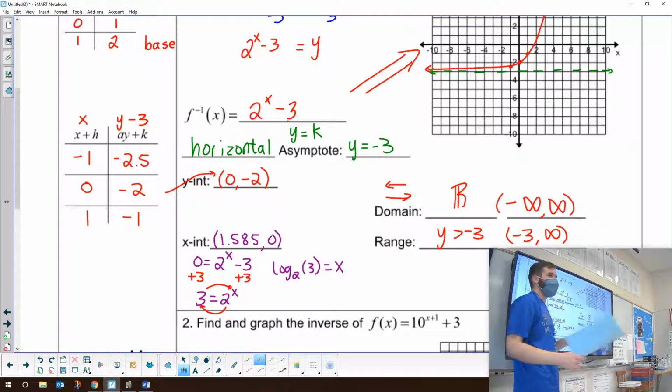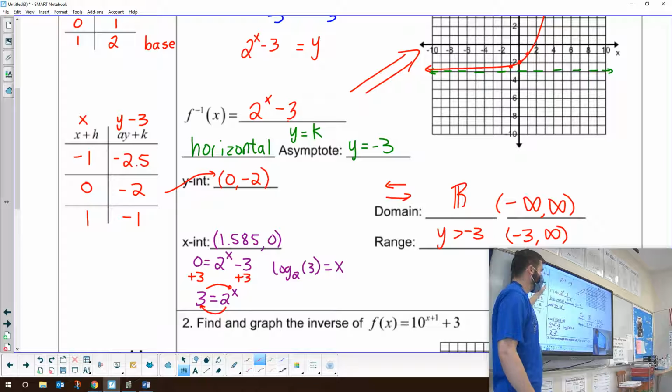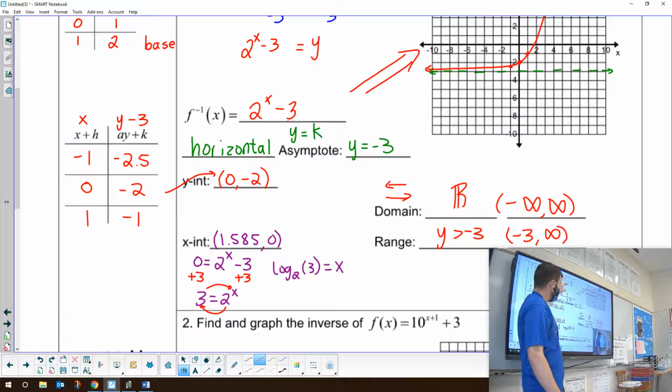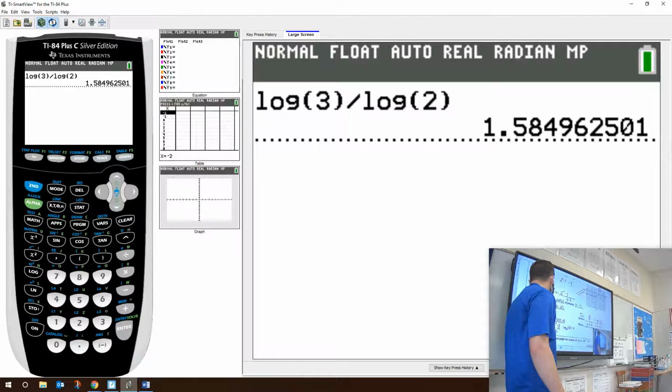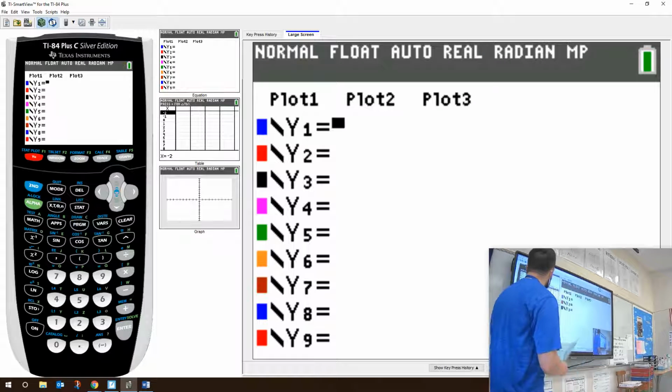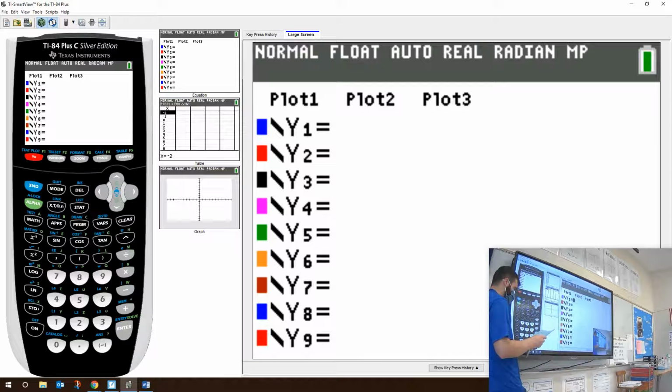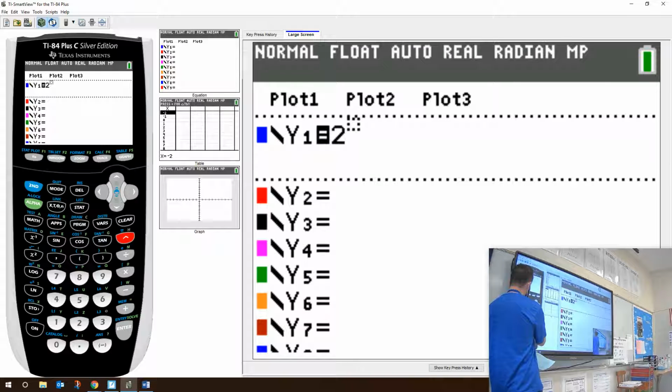All right, before we go too far, though, let me show you the easier way to do this. What I really want you to focus on is 2 things. I want you to focus on being able to find your inverse and also how to be able to find the asymptote. Okay, if you can do those 2 things, you're good to go. And then to graph it, you can just plug it into your calculator. We can go y equals 2 to the power of x, minus 3.